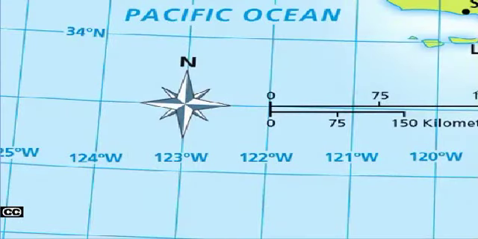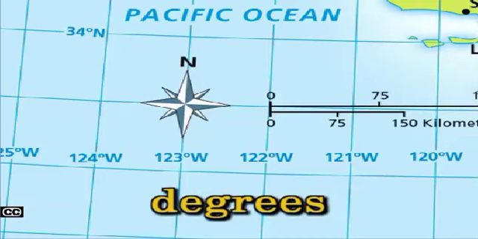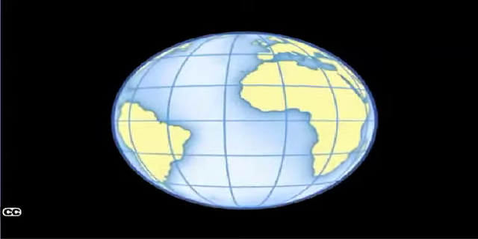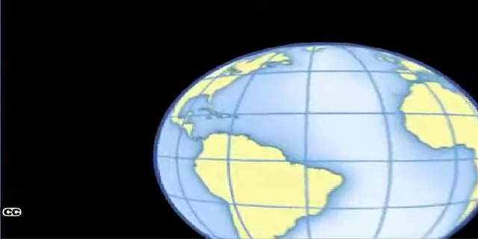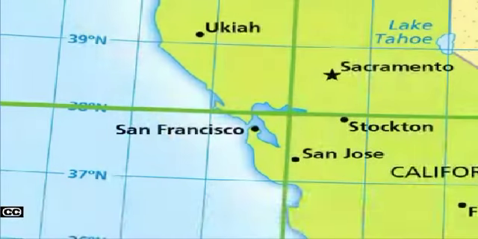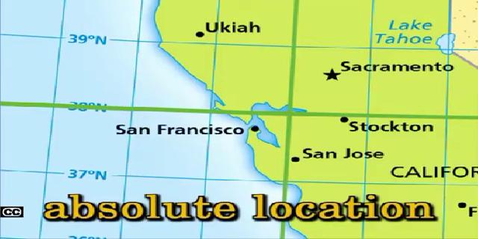Each line is measured in degrees. Degrees are numbers that tell us exactly where the lines are on Earth. Together, degrees of latitude and longitude indicate a place's absolute location, the exact location of a place on Earth using degrees north or south and east or west.